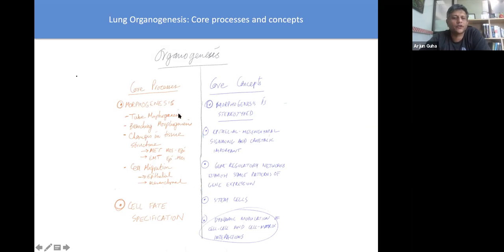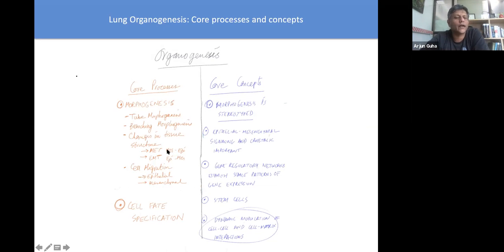In the process of morphogenesis, you have tube morphogenesis. In the context of the lung, this involves the genesis of the gut tube and its subsequent refinement to the foregut, midgut, and hindgut. Following tube morphogenesis, you have branching morphogenesis, which is where an existing tube then undergoes an iterative process of branching to generate a branch network. There are changes in tissue structure that occur during branching morphogenesis. This is not very important in the context of the respiratory tract specifically, but it is relevant to the lung.